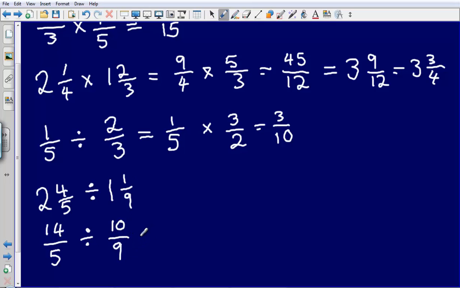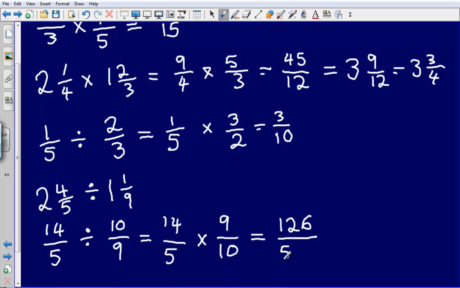Then because we are dividing, we simply take the reciprocal of the fraction we are dividing by, and that turns it into a multiplication sum. So then we get 14/5 multiplied by 9/10, and so that gives us an answer of 14 times 9, that gives me an answer of 126, and then 5 times 10 gives me an answer of 50.